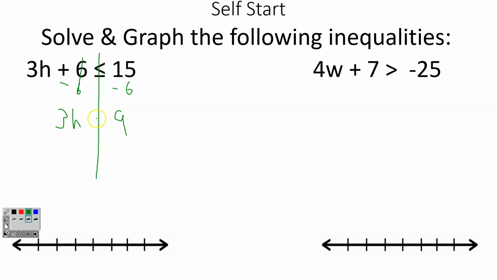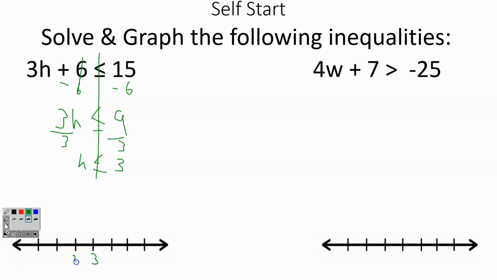Remember, we are not saying equals anymore. These are inequalities, so we're going to say less than or equal to, which is the sign we have up here. We're going to divide both sides by a 3, and we're going to get h is less than or equal to 3. So when I graph it on a number line, I'm going to put my 3 right here.